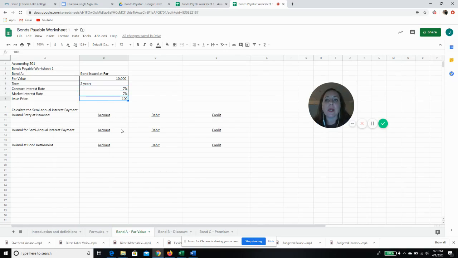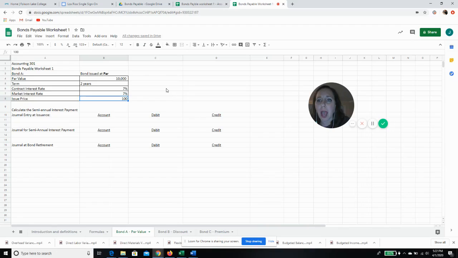All right, so how do I know this is a par value bond? First of all, the contract interest rate is the same as the market interest rate. So when the contract rate equals the market interest rate, then we know we will be issuing at par value. The other clue is the issue price is 100. When the issue price equals 100, then we know we have a par value bond. So that's what we've got.